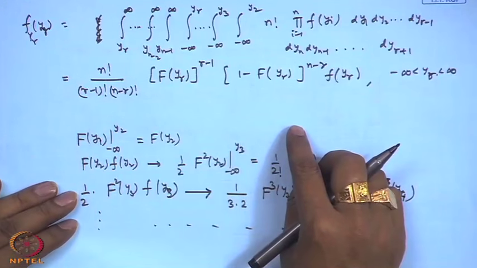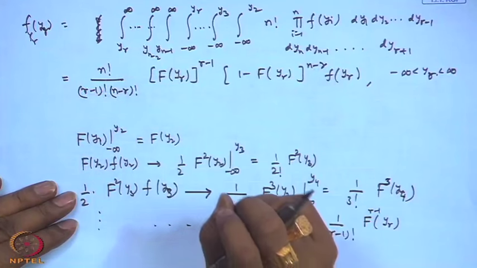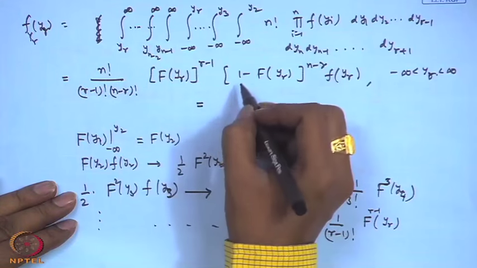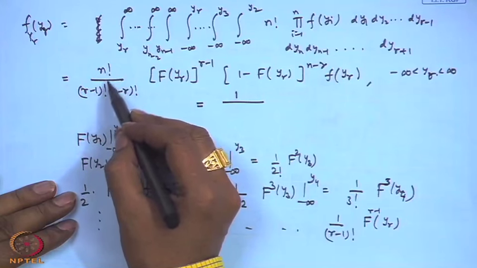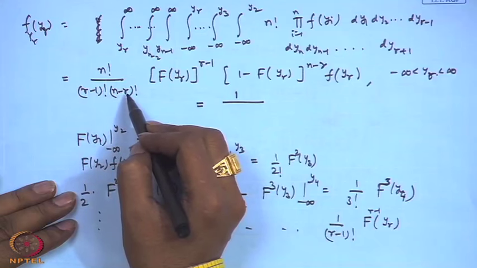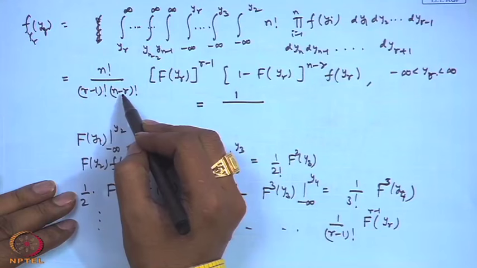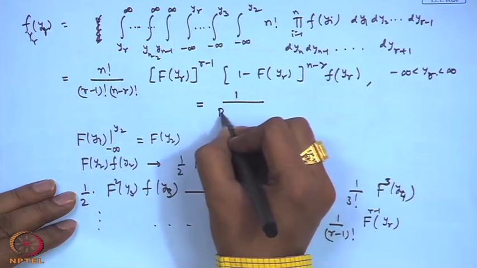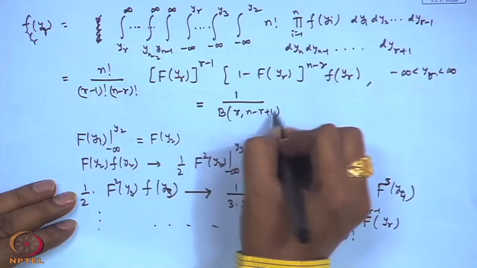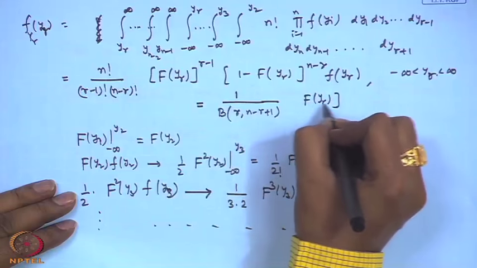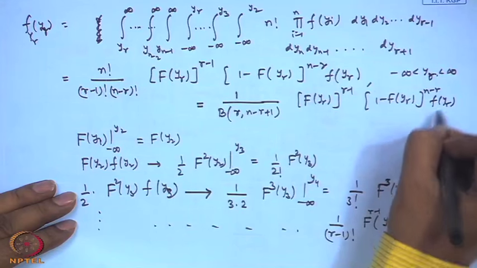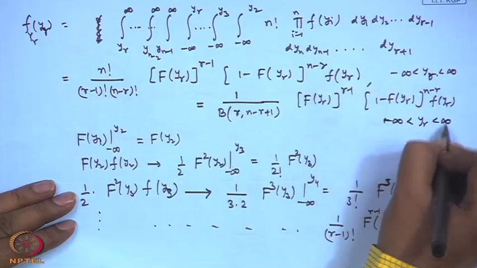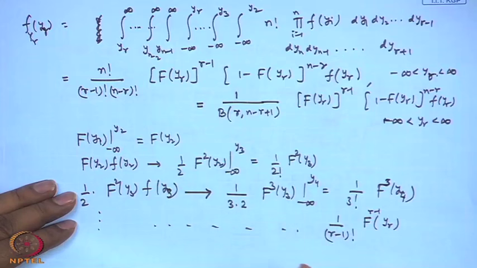So, we are able to derive the probability density function of the rth order statistic, which we can also write in the form of a beta function, because this is gamma r times gamma n minus r plus 1, and the sum of these, n minus r plus 1 plus r minus 1, gives n, so gamma of n. So it is basically 1 by beta of r, n minus r plus 1, times F of y r to the power r minus 1, times 1 minus F of y r to the power n minus r, times f of y r, for minus infinity less than y r less than infinity. So we are able to actually derive the distribution of the rth order statistic.